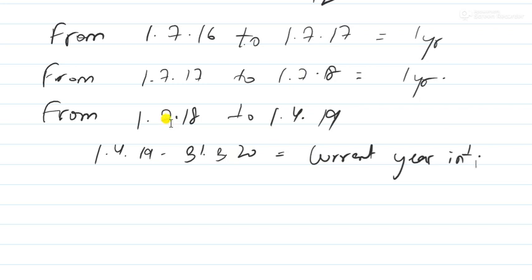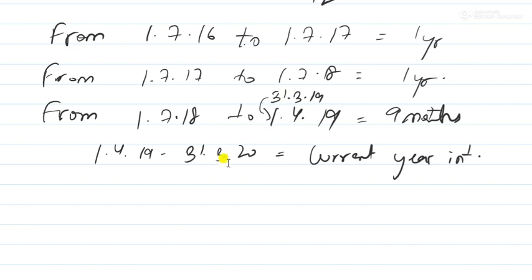So from 1 7 18 to 1 4 19, it is 9 months. Right? It is not 1 year. 7 8 9 10 11 12 January, February, March. 9 months. Okay, to 1 4 19, or I can also write over here 31st March 19. It's the same thing. So 9 months. And this one from 1 4 19 to 31 3 20, it will be included in the current year interest. That is why we did not take till 1 7 19 over here.